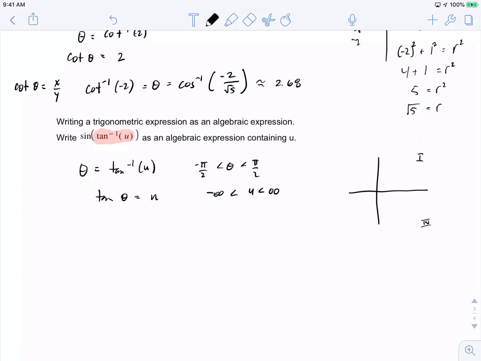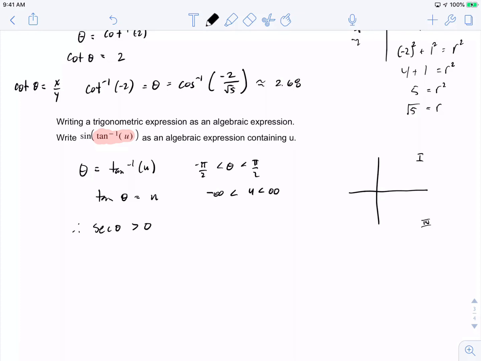That's important. And since we know that, then we know that secant theta has to be greater than 0. And the reason secant theta is important here is because we know that tangent is sine over cosine, and we don't know if sine is going to be positive or negative because we don't know if we're in the first quadrant or the fourth, but we do know that cosine is going to be positive. And so if cosine is positive, then secant is positive because secant is 1 over cosine.